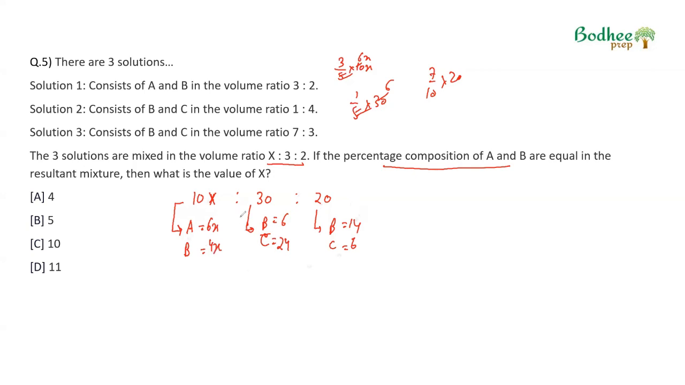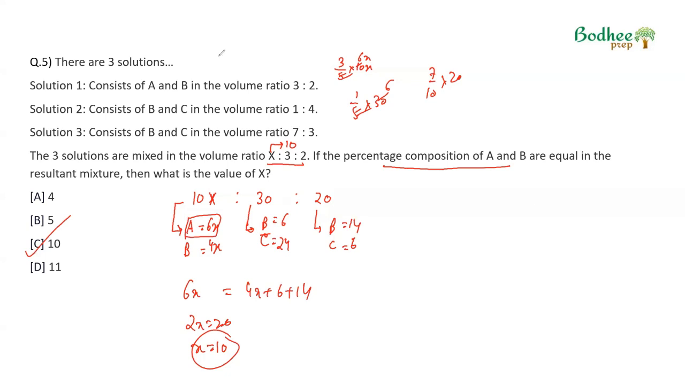In this total mixture, A is 6x, B will be 4x plus 6 plus 14. A and B, if the percentage is same, the amount should also be same because we're looking at the same mixture. This gives us 2x is equal to 20 or x is equal to 10. So the value of x here should be 10. If mixed in the ratio 10 is to 3 is to 2, we will get a solution which will have A and B as the same quantity.